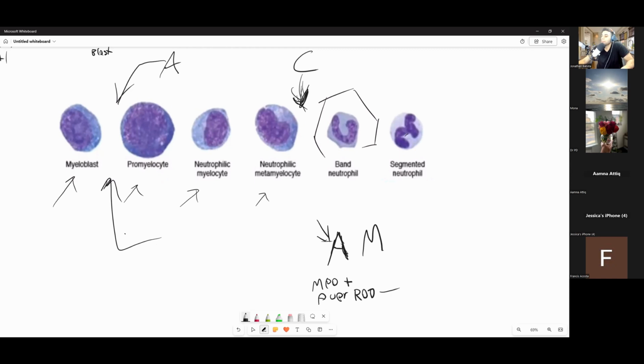Remember, Auer rods are able to activate the coagulation cascade. What can Auer rods cause? Anybody remember? What can Auer rods actually cause? When you activate them, what do they cause? Anyone? DIC, yes. Good. Thank you. Yes, that is true. That is 100% true. It can cause DIC.